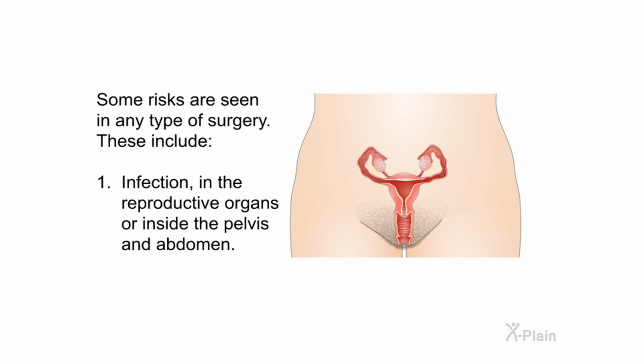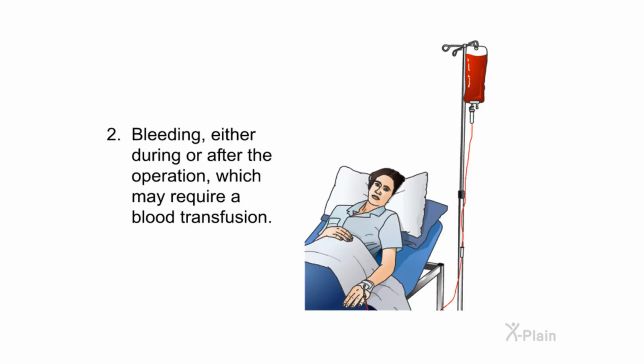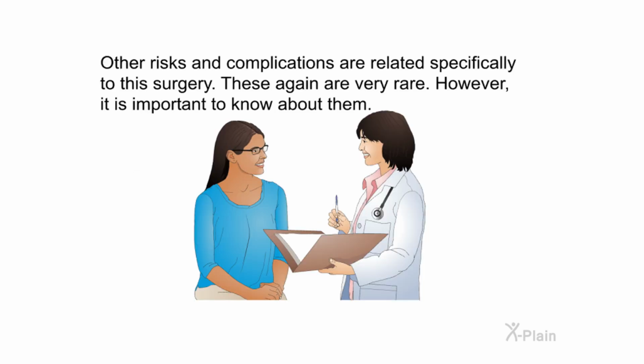Some risks are seen in any type of surgery. These include: 1. Infection in the reproductive organs or inside the pelvis and abdomen. 2. Bleeding, either during or after the operation, which may require a blood transfusion. Other risks and complications are related specifically to this surgery. These, again, are very rare, however, it is important to know about them.